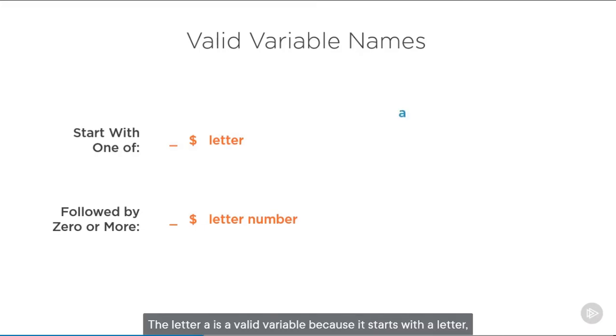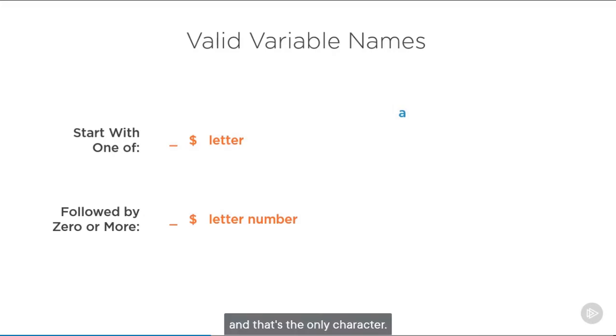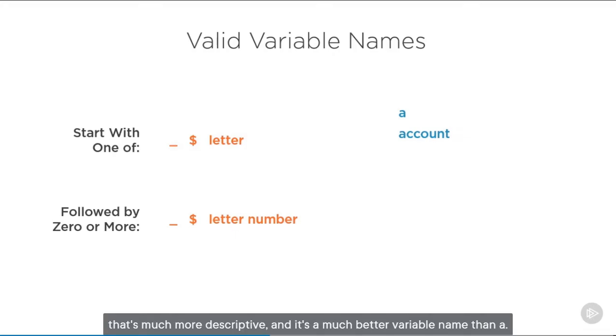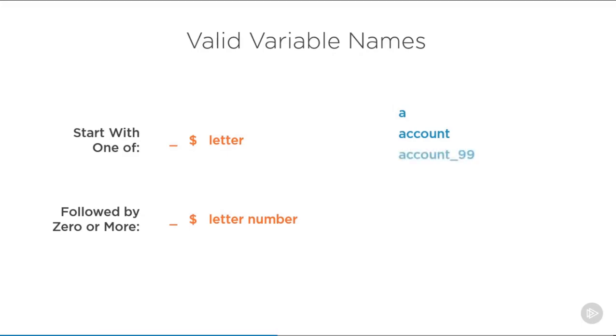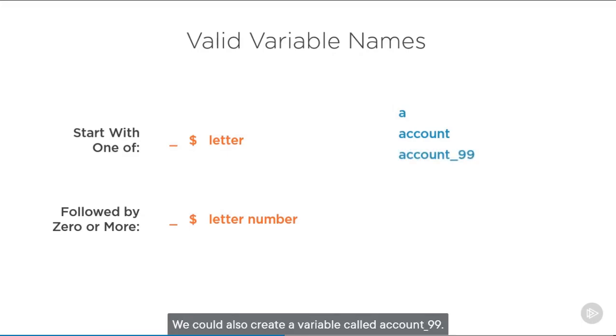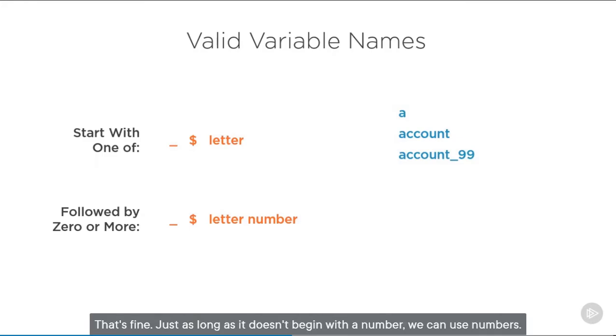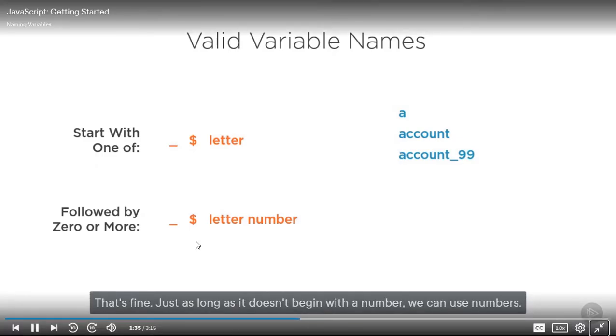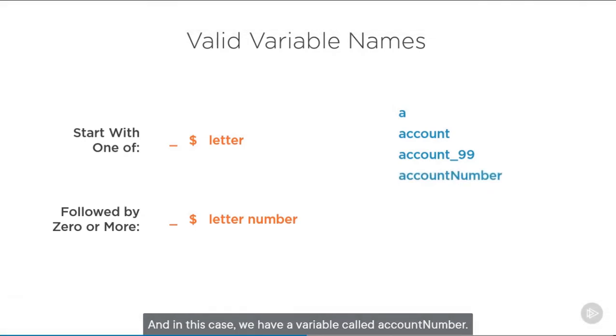Let's see some examples. The letter A is a valid variable because it starts with a letter, and that's the only character. But the problem with this isn't technical with JavaScript, but it's a problem with your source code and the ability to understand your source code. If you use a variable A, people won't have an idea what you're really talking about. But if you use a variable name such as account, that's much more descriptive, and it's a much better variable name than A. We could also create a variable called account_99. That's fine. Just as long as it doesn't begin with a number, we can use numbers.